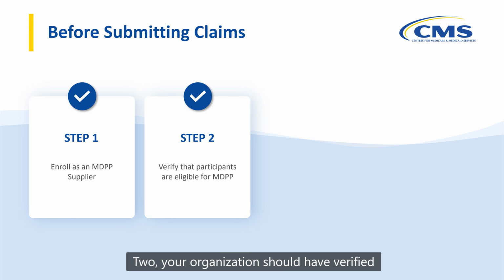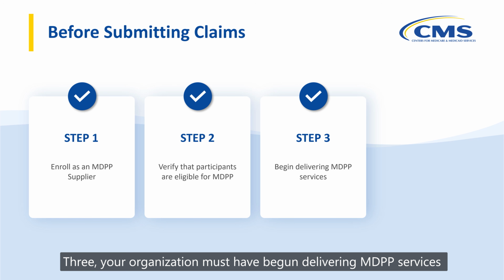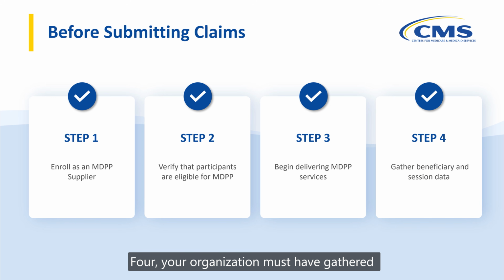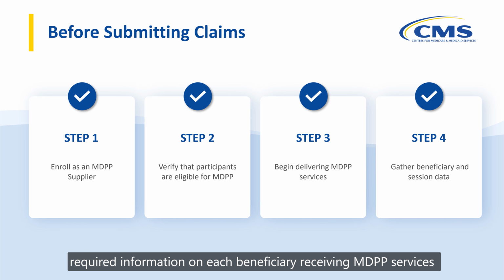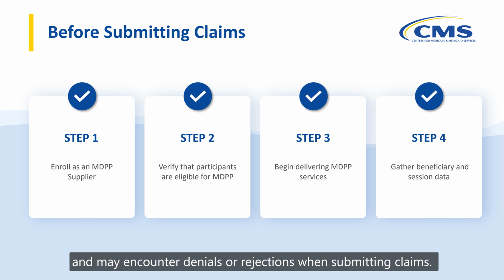2. Your organization should have verified that beneficiaries are eligible for MDPP. 3. Your organization must have begun delivering MDPP services to eligible Medicare beneficiaries. 4. Your organization must have gathered required information on each beneficiary receiving MDPP services and on the sessions they've attended. If these steps have not been completed, you are likely missing information critical to completing an MDPP claim and may encounter denials or rejections when submitting claims.